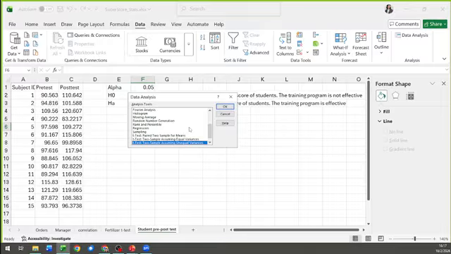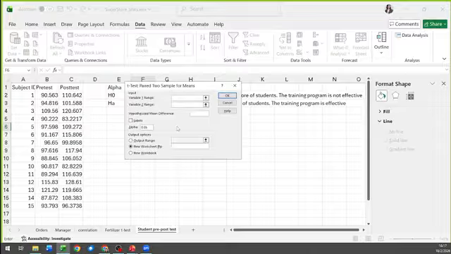Which type? In this case, pair two sample because it's the same student. They take pre-test and then they train, right? And then they test post-test. So this is the same people. It's called pair.